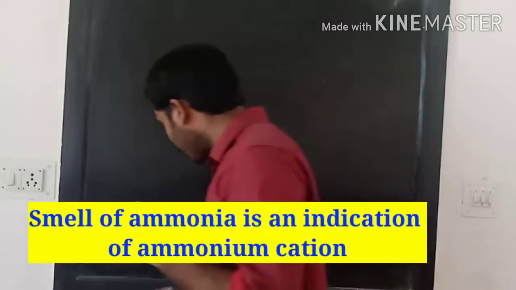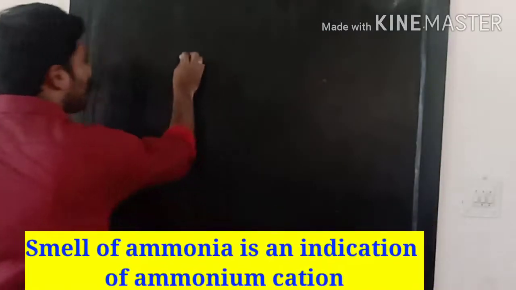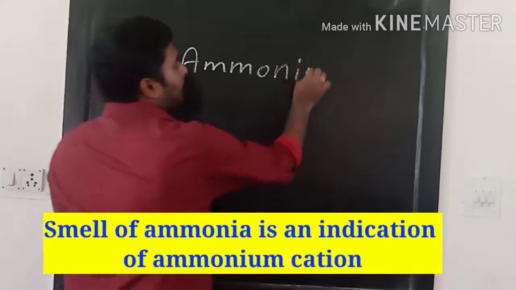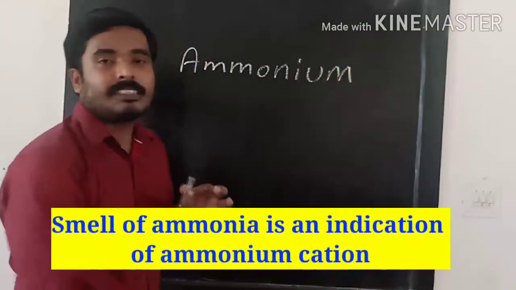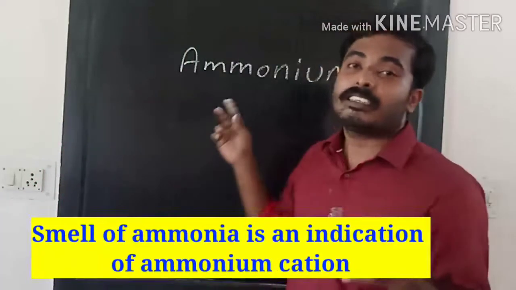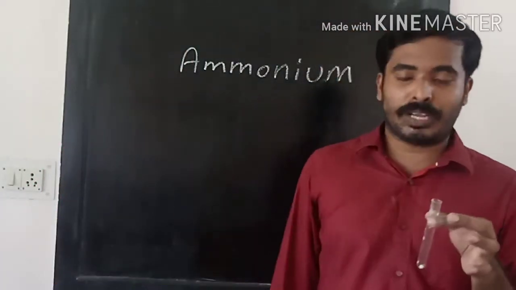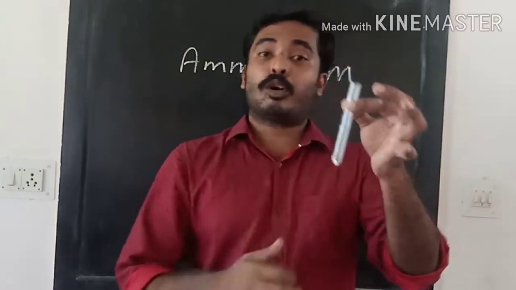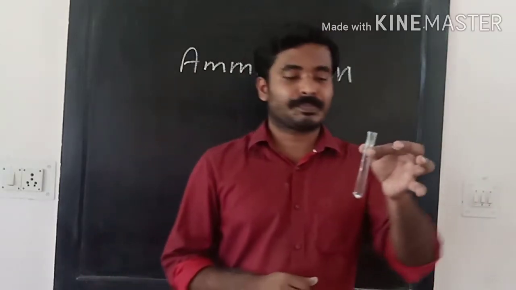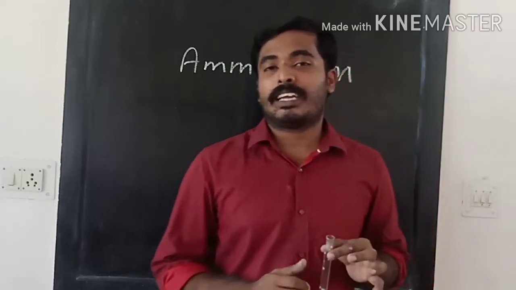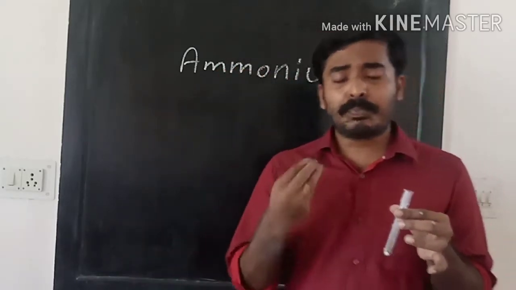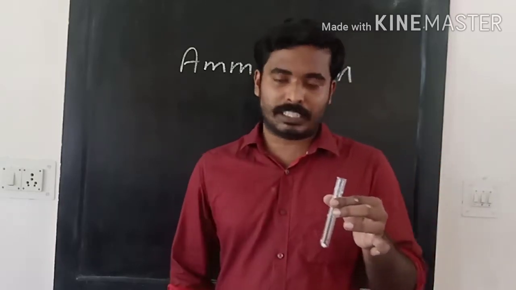So the chances are that this will be ammonium. Chances are that the cation will be ammonium. Anyway, I am not going to confirm it now. I will do an experiment to identify the anion, a simple experiment using dilute HCl.